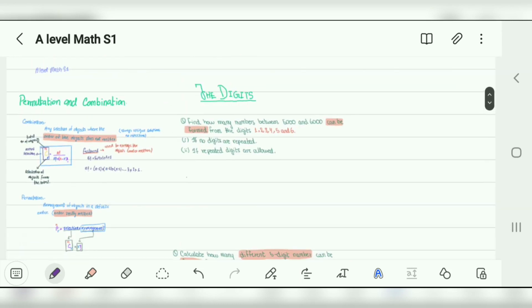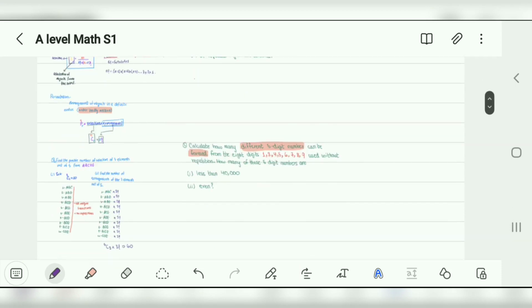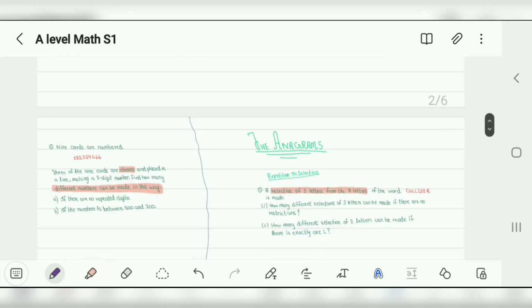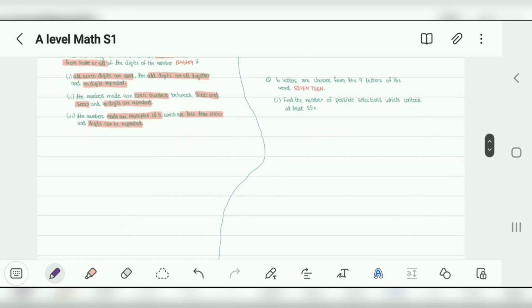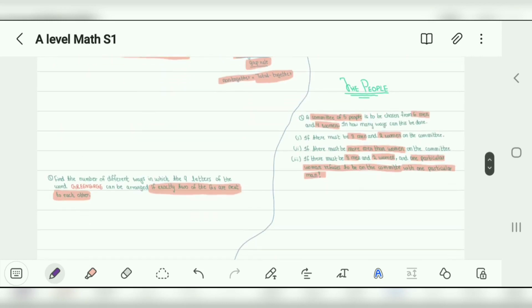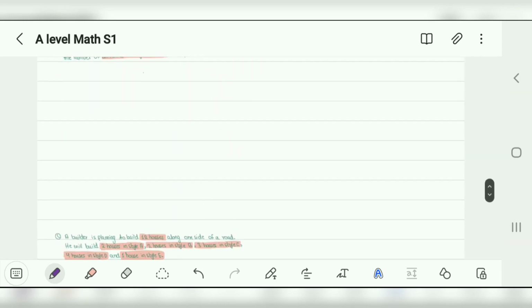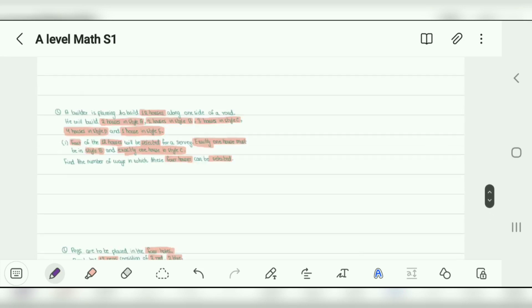It's broken down into four parts: the digits. We have a question of the digits. Then we will have a question of the anagrams. We'll do all these questions. Then the gap rule and the people. Okay, so we have lots of questions, and now let's begin.